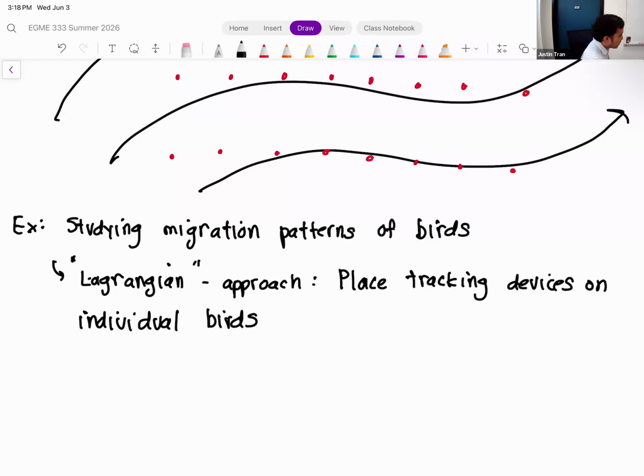So those tracking devices probably are equipped with GPS to some degree. Maybe they're measuring other things about the birds as well. At the very least, they should have GPS. And ideally, you wouldn't just do this for a few birds, so you would try to put tracking devices on as many birds as you can. And then through that data, you're able to take each individual path for each bird and use that to glean information about the migration patterns.